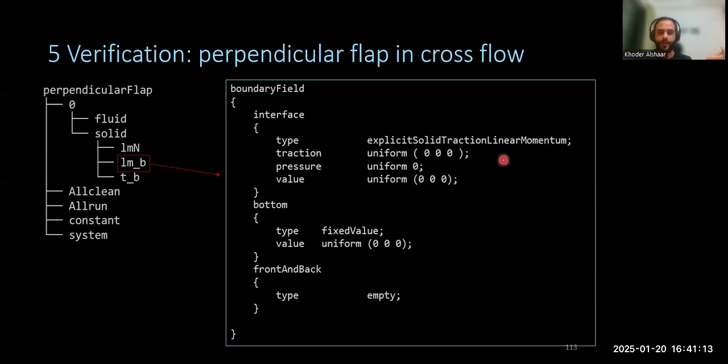And it will take no values because the traction coming to this boundary, to this interface, will be coming only from the fluid, right? We don't have any force, at least for this case, being applied to the surface of the solid. The bottom is a fixed value. This is another type of boundary condition that is already defined. I didn't have to do anything about it because it's not related to the FSI implementation.